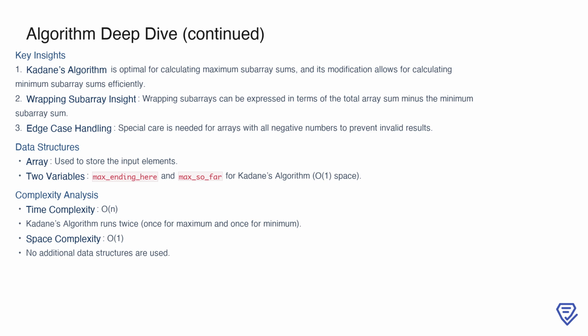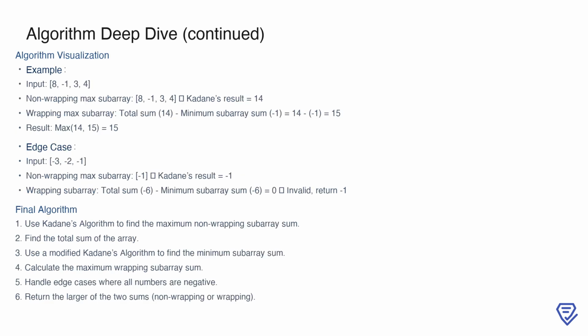From a resource perspective, the algorithm is highly efficient. It runs in O(n) time since Kadane's algorithm is applied twice, once for the maximum and once for the minimum subarray. Additionally, it uses only O(1) space, as no extra data structures are required beyond the input array and a few variables. Let's bring everything together with an example.